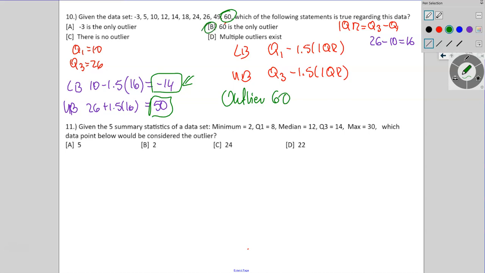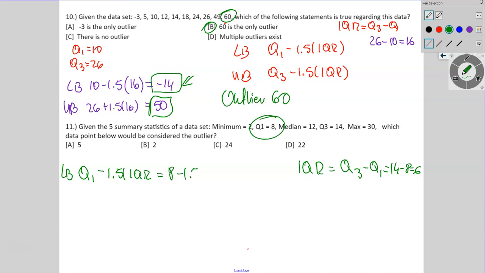For question 11, again, you're given the data and asked to find an outlier. All I need is IQR, which again is Q3 minus Q1. So that's 14 minus 8, which is 6. Then I have to calculate the boundaries. Lower bound is Q1 minus 1.5 times IQR. Q1 is 8 minus 1.5 times 6, which gives me -1.